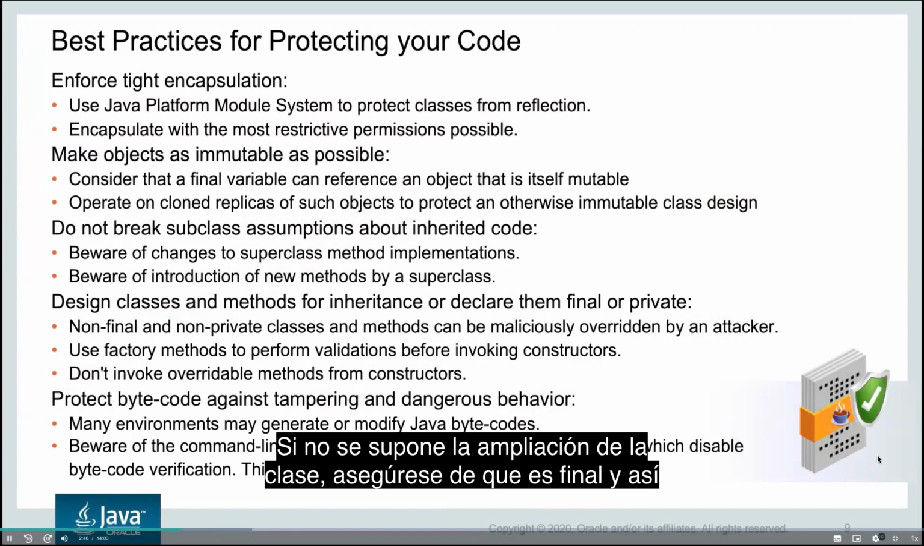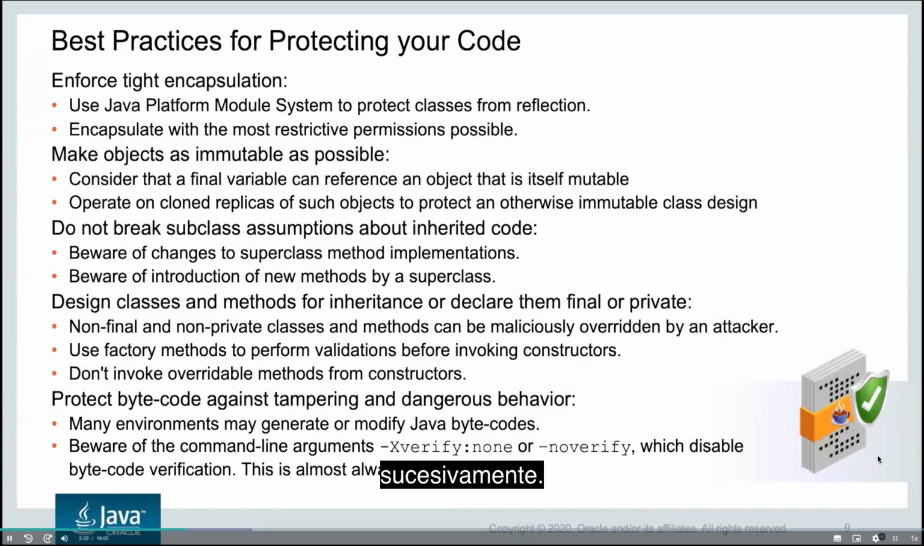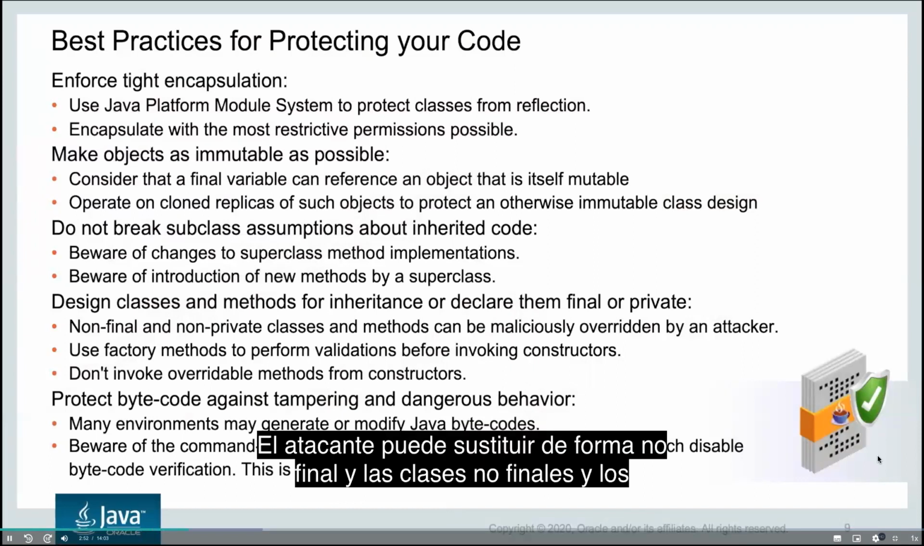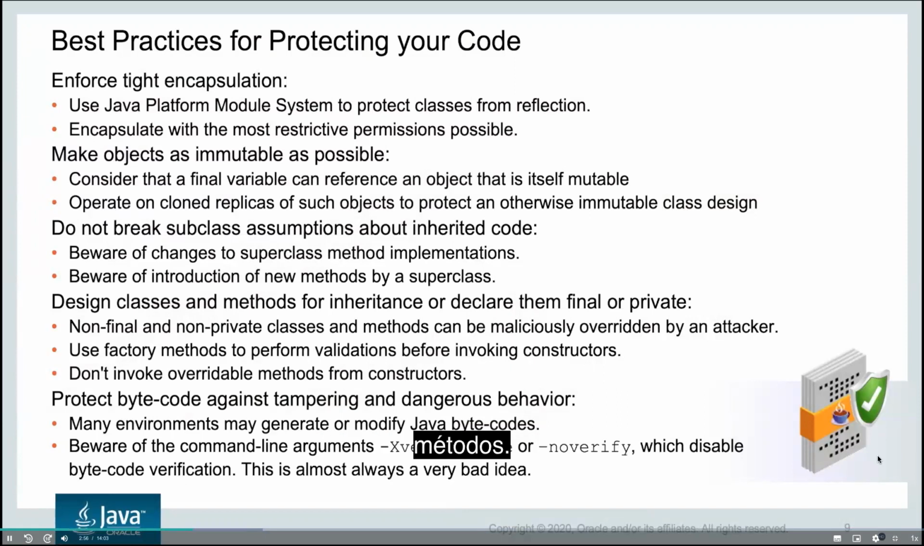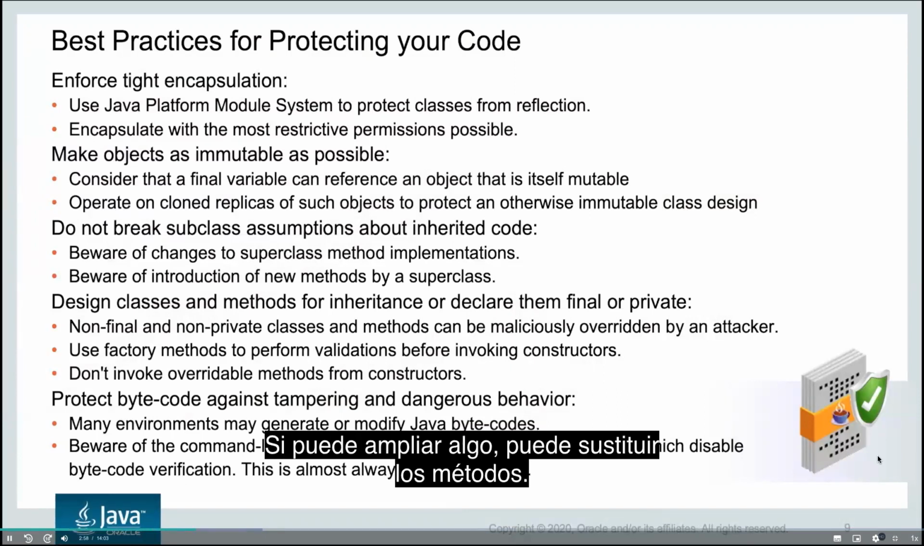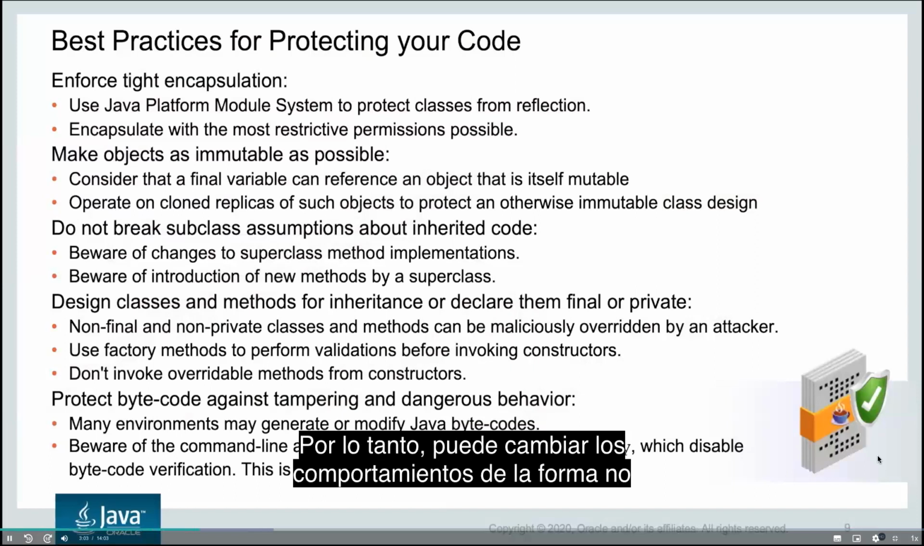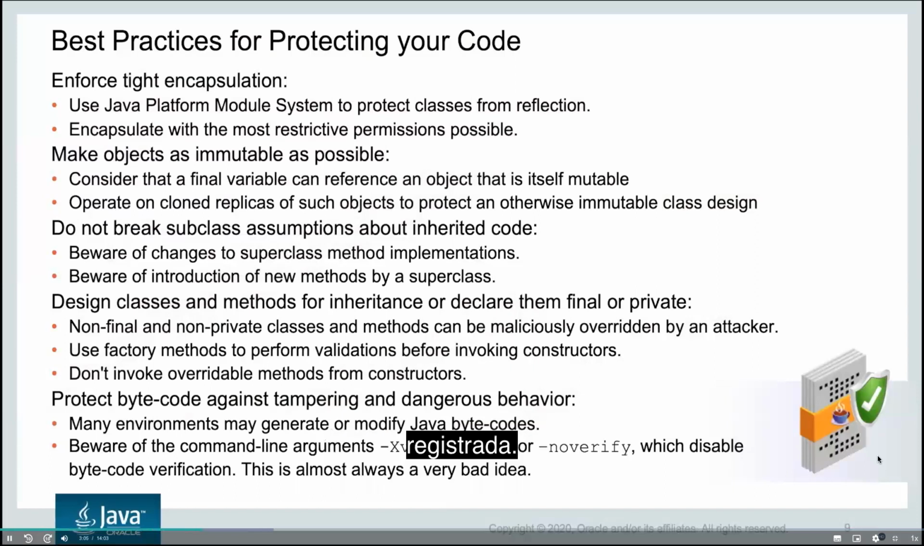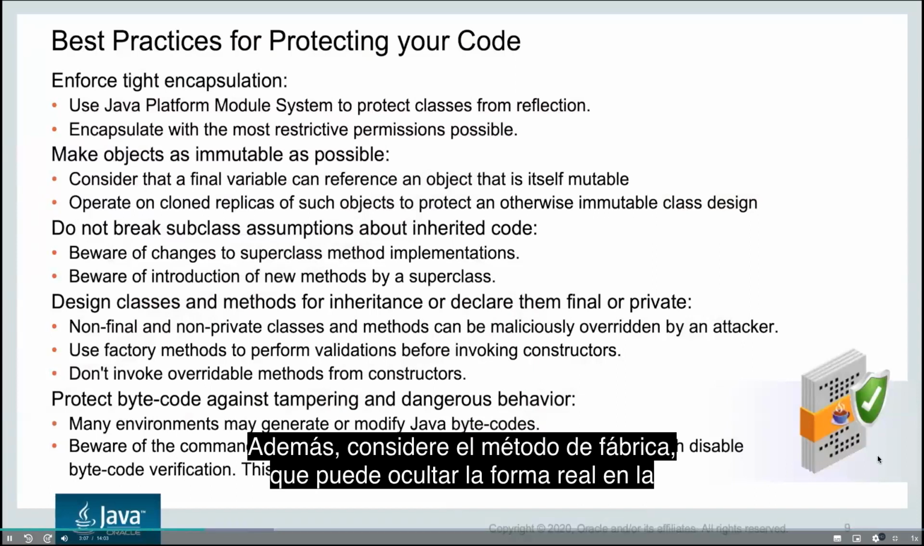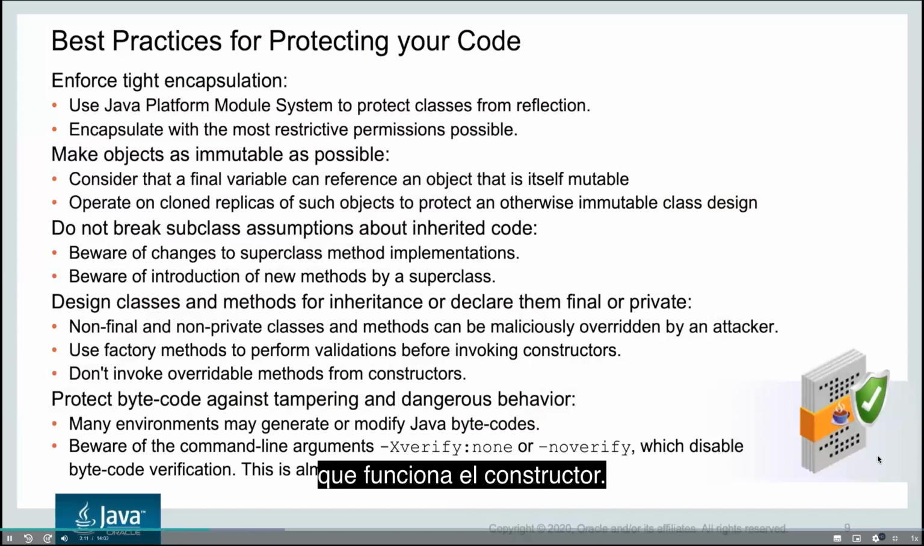If your class is not supposed to be extended, just make sure it's final, and so are methods. Non-final, non-private classes and methods can be maliciously overridden by the attacker. If you can extend something, then you can override the methods, and thus you can change the behaviors in an unpredicted way. Also consider factory methods, which can hide the actual way in which the constructor works.